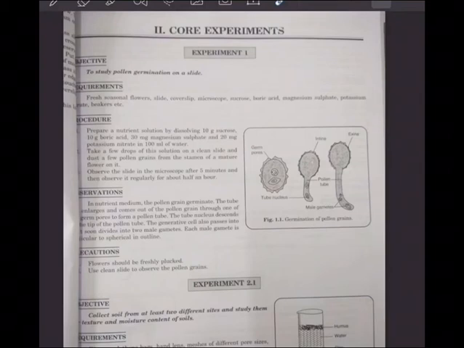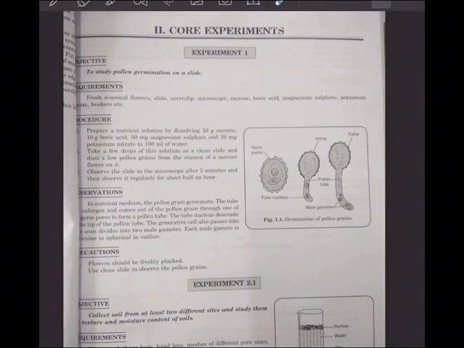And second, take a few drops of this. Don't write take a few drops. Few drops of this nutrient solution are taken on a clean slide, like that. I hope you understood. So the procedure should be past tense and point-wise. Similarly, observations also should be in the past tense, because you have already observed. What you have observed, you are writing. So the observation should be again in the past tense and point-wise.